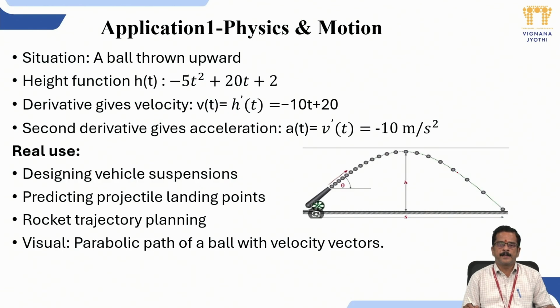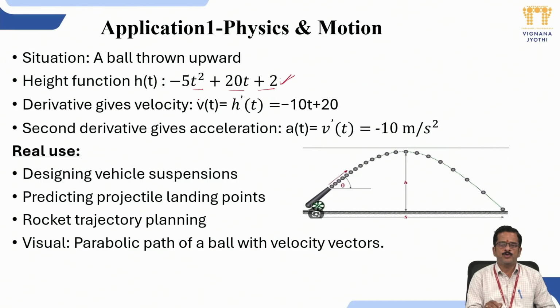Next, in physics, the application of motion. A ball is thrown upward, what happens? It reaches some height. The height function I am taking is minus 5t square plus 20t plus 2, where the variable t is time. So this is the height function we defined for the scenario of the ball thrown.